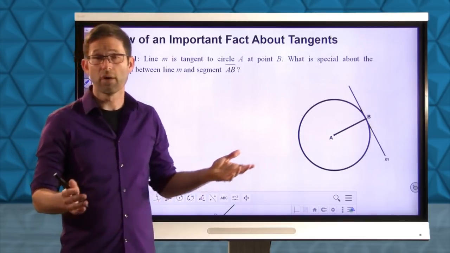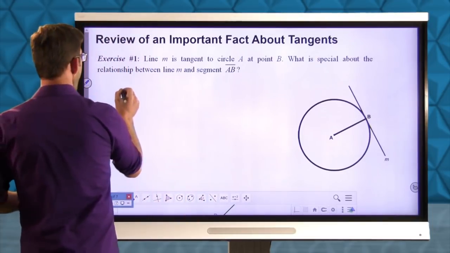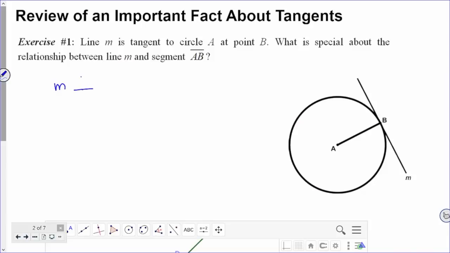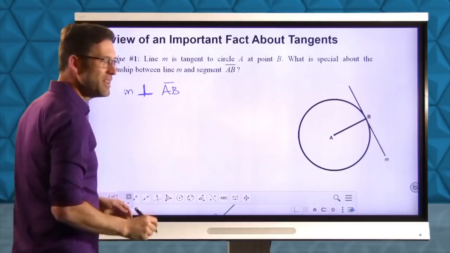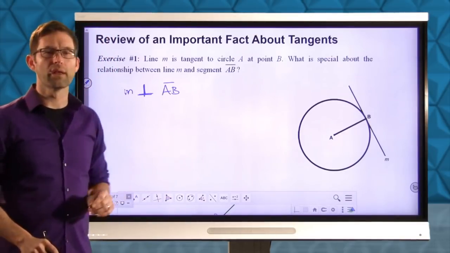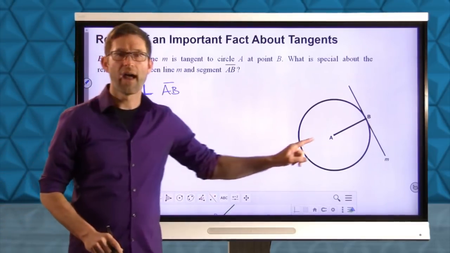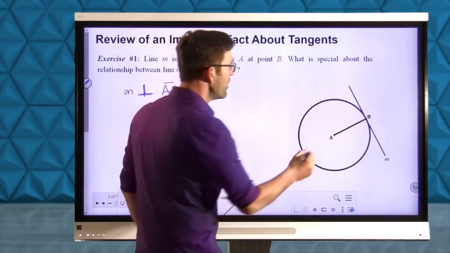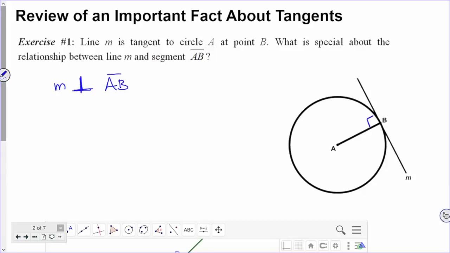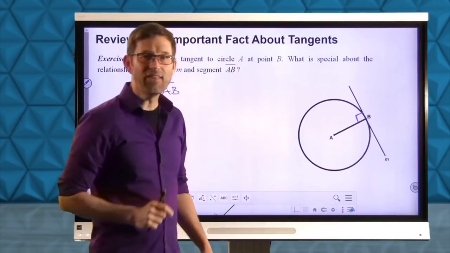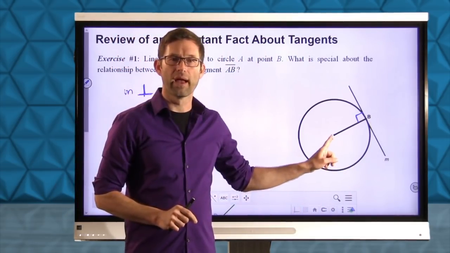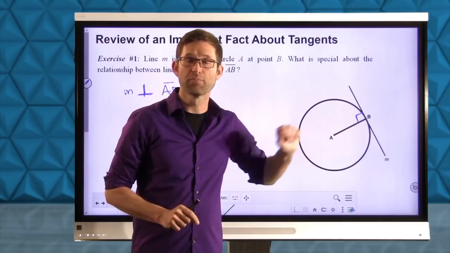All right, well, it's this simple. M is perpendicular to AB. Tangents are always perpendicular to the radius at the point of tangency. This will always be a 90-degree angle. In fact, anything that has a 90-degree angle to a radius must be a tangent.